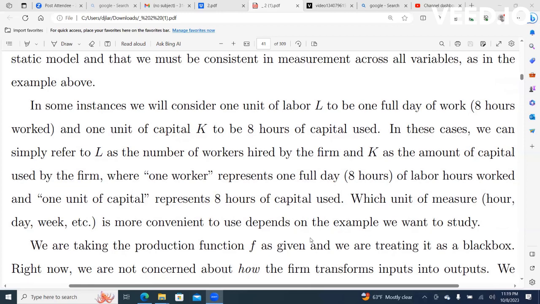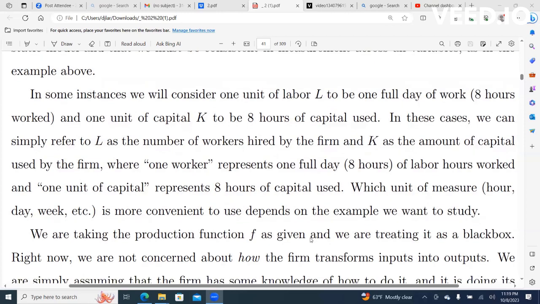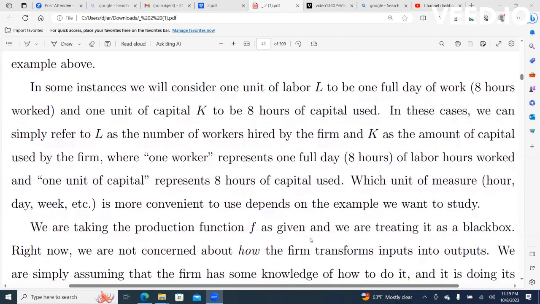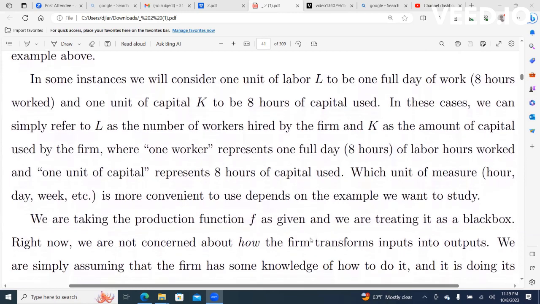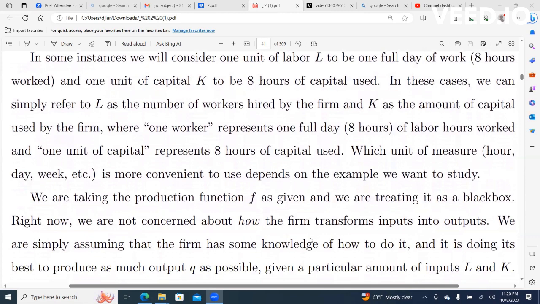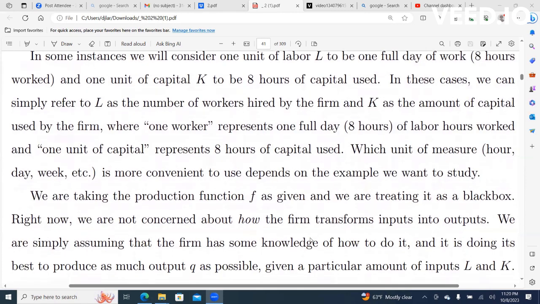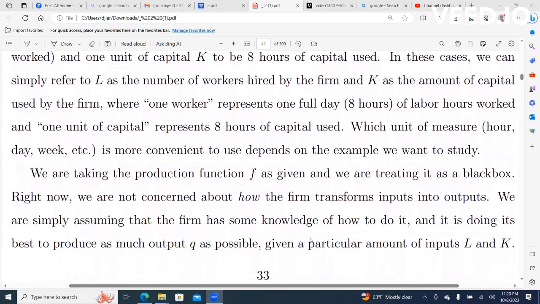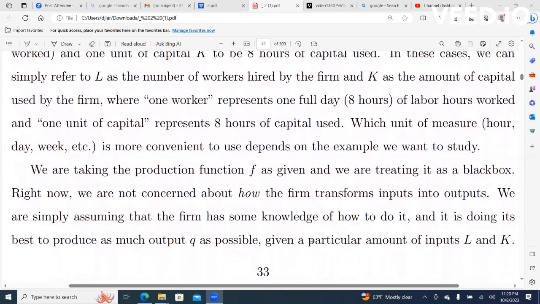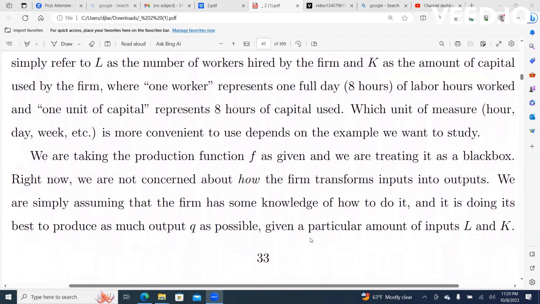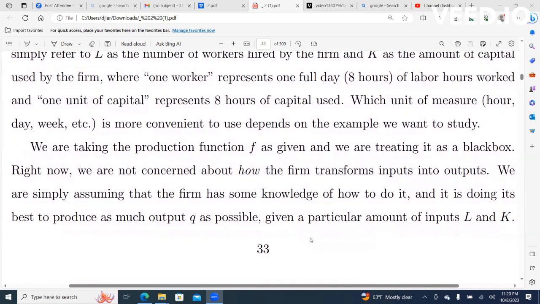In these cases, we can simply refer to L as the number of workers hired by the firm, and K as an amount of capital used by the firm, where one worker represents one full day, 8 hours of labor hours worked, and one unit of capital represents 8 hours of capital used. Which unit of measure, hour, day, week, etc., is more convenient to use depends on the example we want to study. Yeah, so very wordy, but they're trying to simplify it.